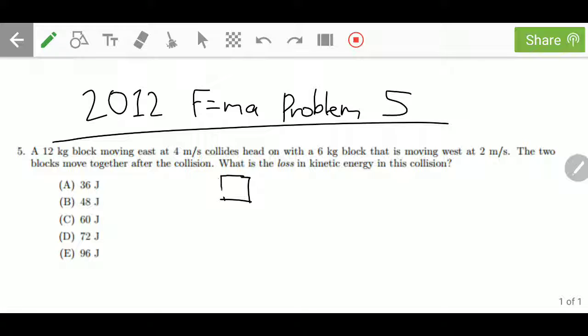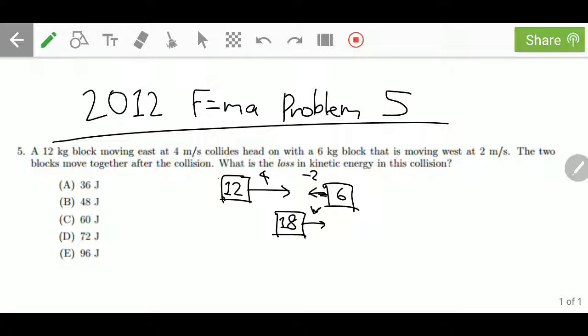So since the two blocks move together, we know this is a perfectly inelastic collision. And we have 6, and that's going to be going this way. And I'm going to write its speed as -2, since it's moving in the opposite direction. And now, since they stick together, we can effectively treat the new system as the total mass, 18 kilograms, moving with some speed v, which we will calculate.